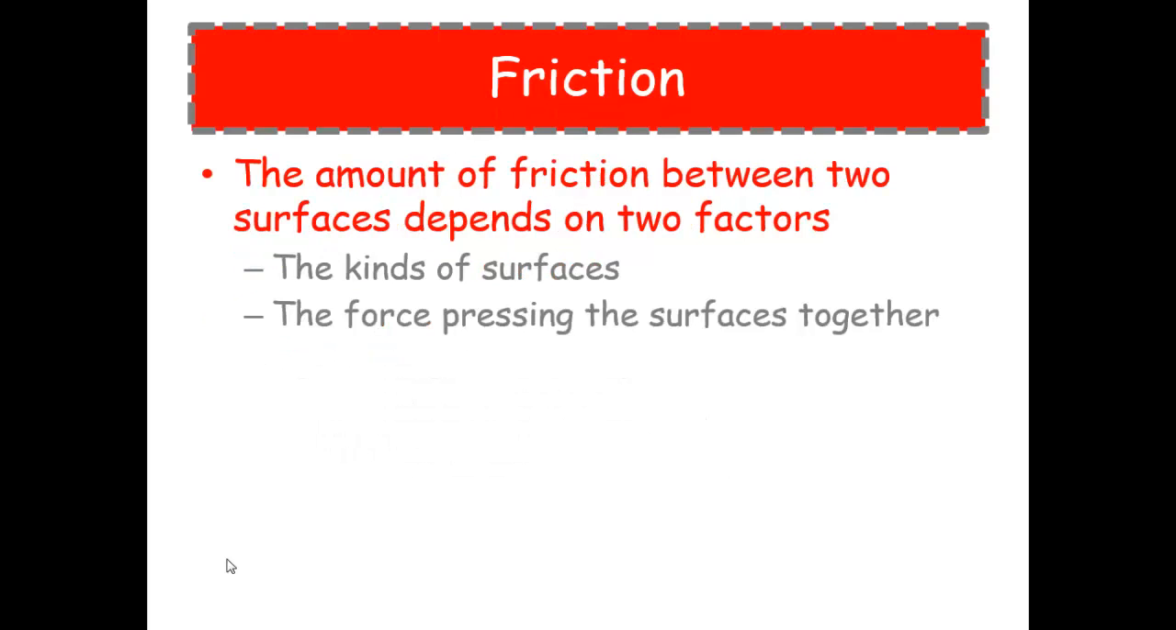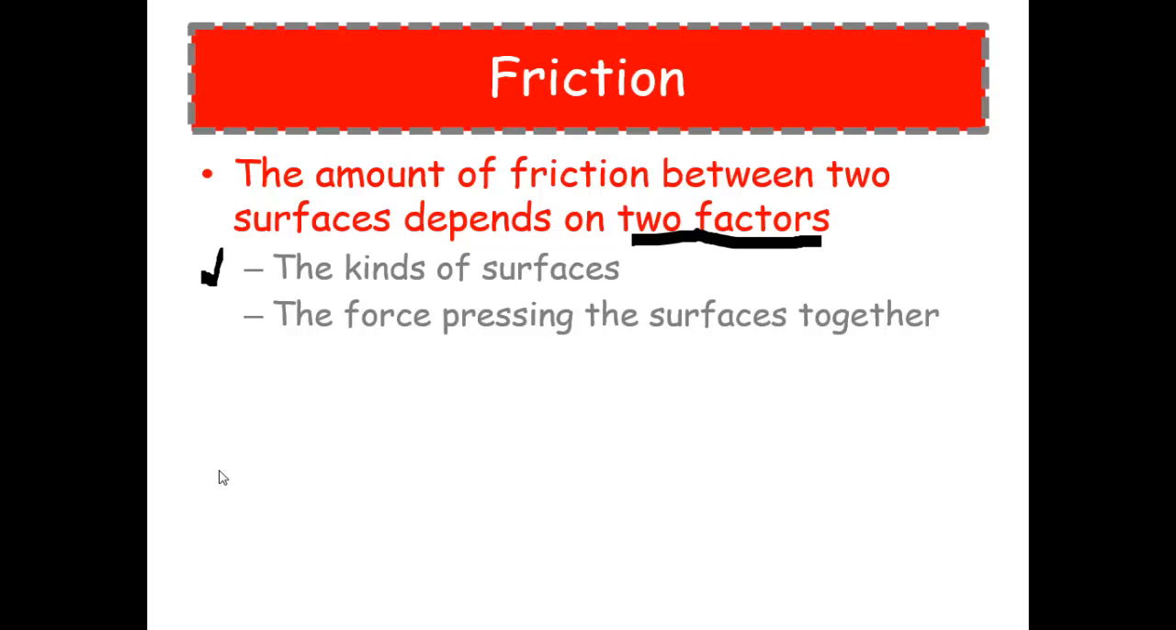The amount of friction between two surfaces depends on two different factors. So, how much friction will an object have? You can look at it and say, well, there's two things that really affect how much friction something has. The first one is, what kind of surfaces do you have? We're going to look at this a little closer here in a minute and explain why we even have friction.